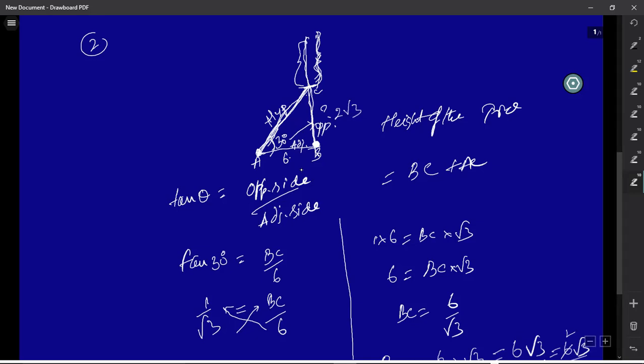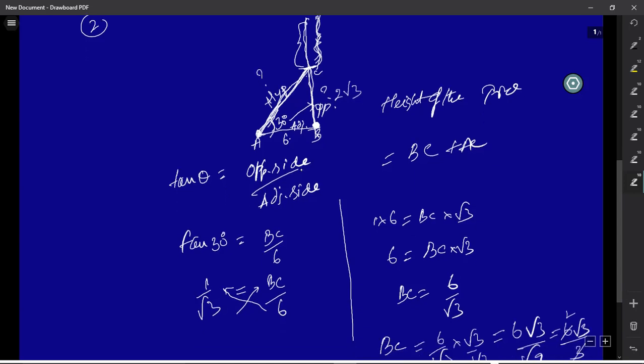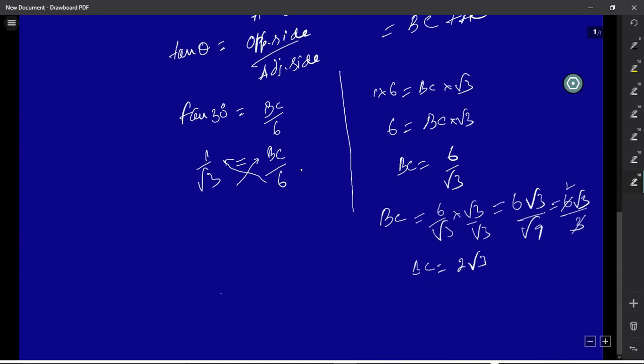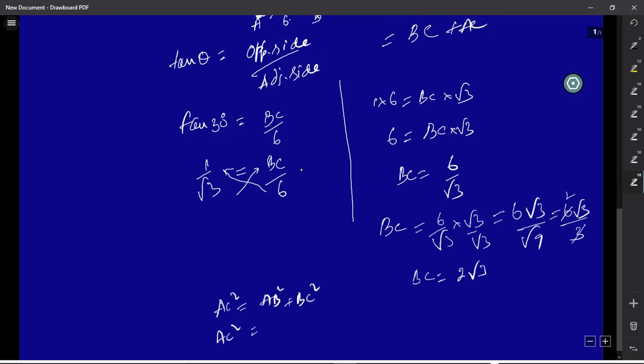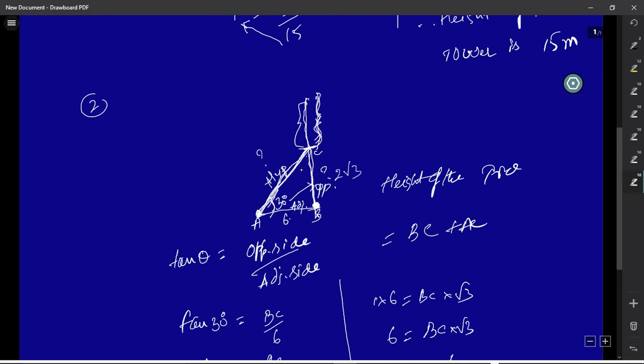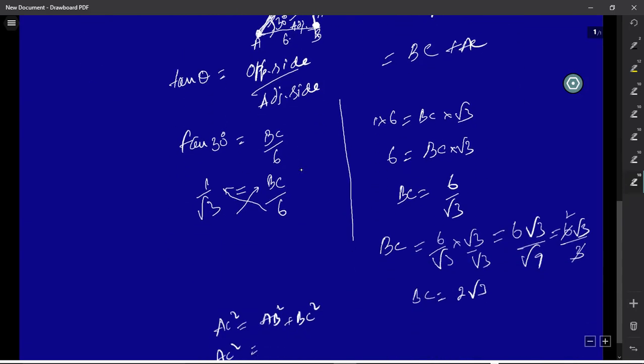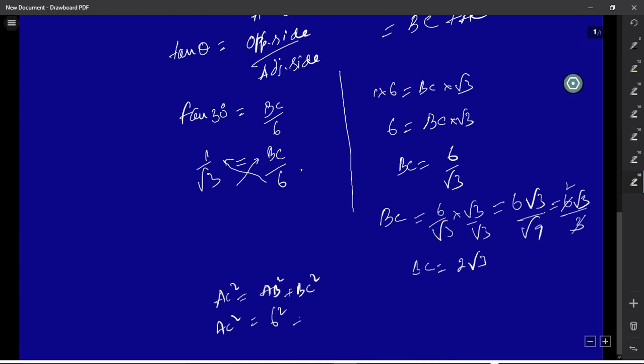Right. Now when you know two sides of a right angle triangle, it is obviously easy to find out the third side in a right angle triangle using Pythagoras theorem, right? So the Pythagoras theorem here would be AC square is equal to AB square plus BC square. I don't know the value of AC, so I'm writing AC as it is. AB is 6, BC is 2 root 3, right?